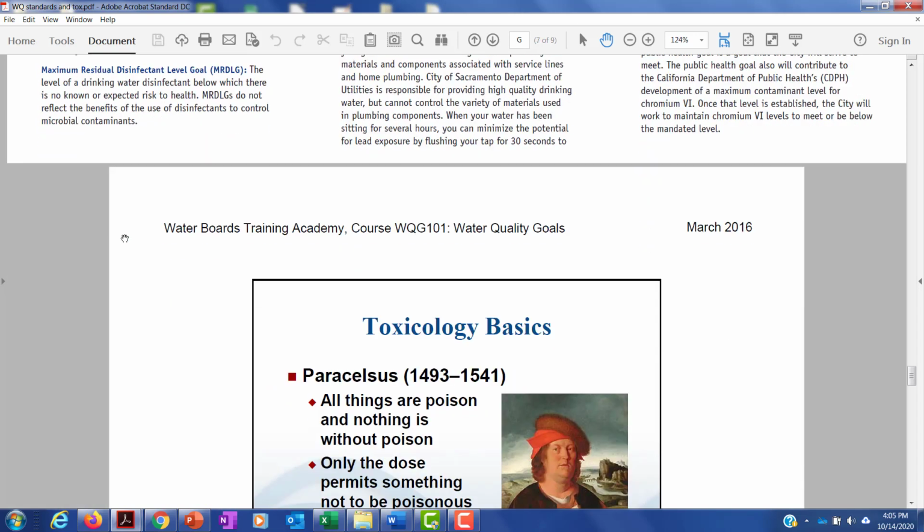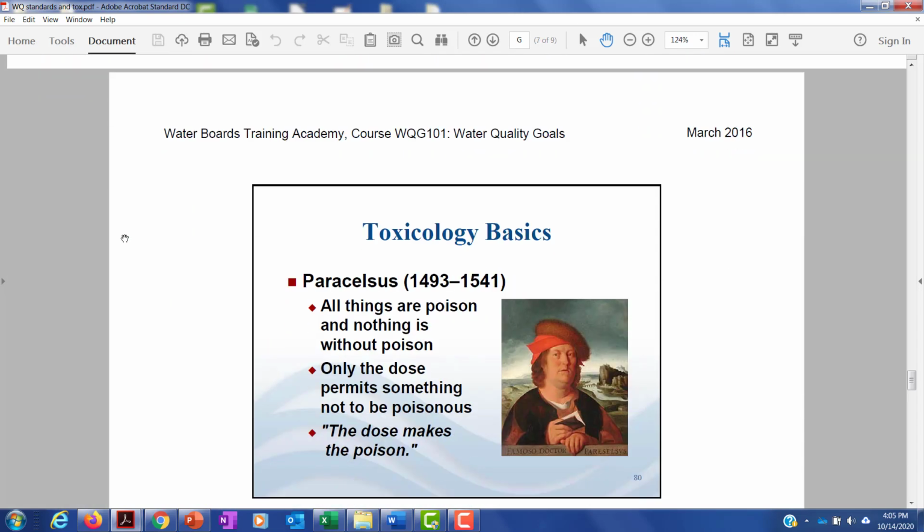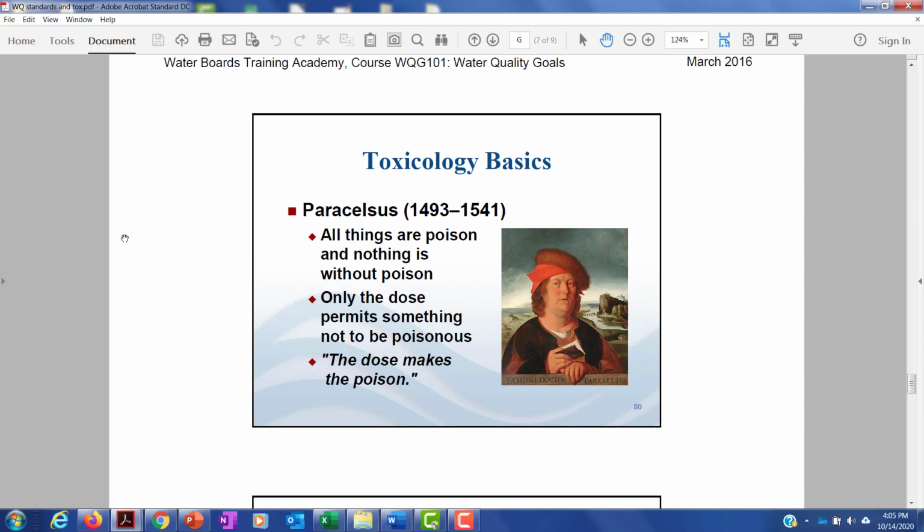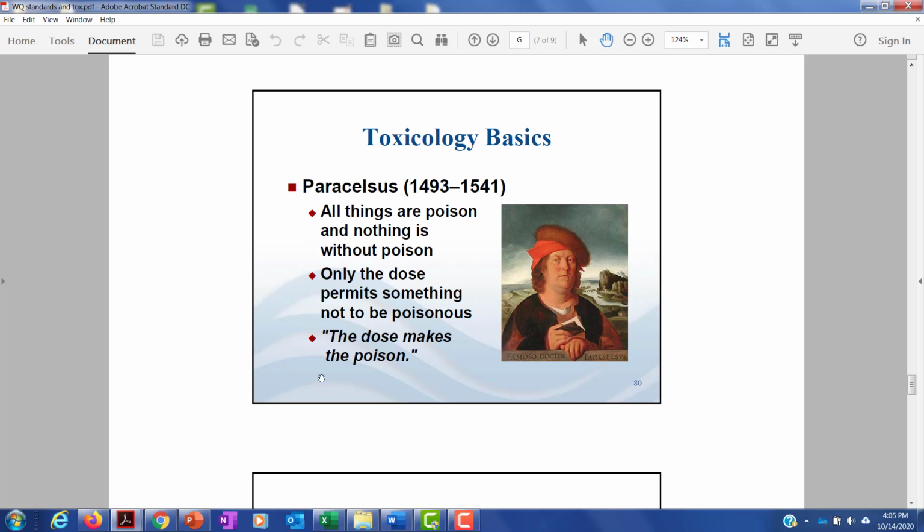And again, I'm really just touching on things. This is an introductory course, but I want to touch on how we, the scientific community, do the work of establishing these public health goals and these maximum contaminant level goals. And it's all using the science of toxicology. And one principle of toxicology is this famous quote here: the dose makes the poison.